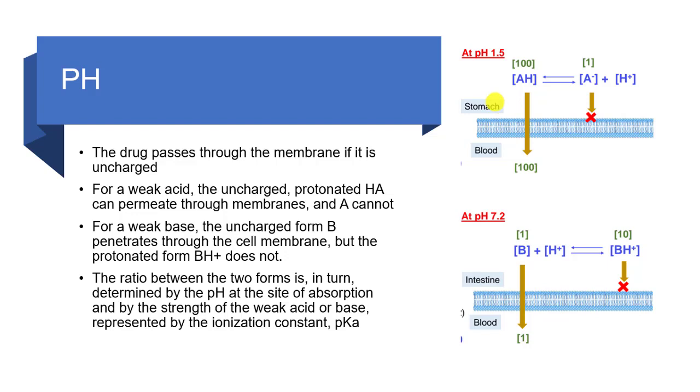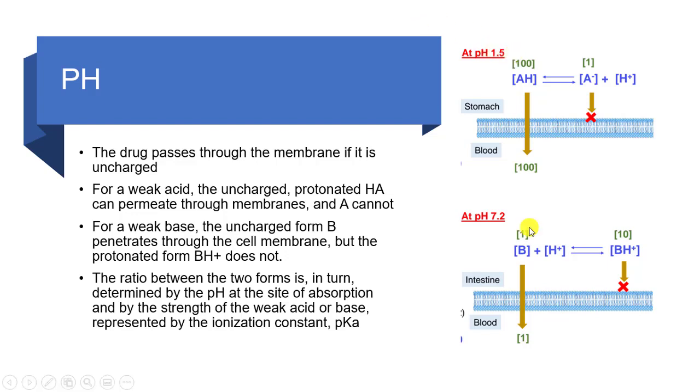So the drug can pass through the membrane more readily if it is uncharged. If a drug is in the form of AH, and these are the molecules that comprise the drug, it can readily pass the lining of the stomach or the lining of the particular organ that it wants to absorb through. So the drug needs to be uncharged if it wants to bypass the membrane of the particular organ. And this is at pH 1.5.